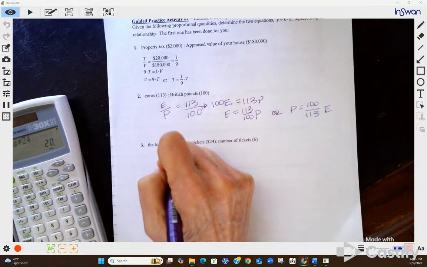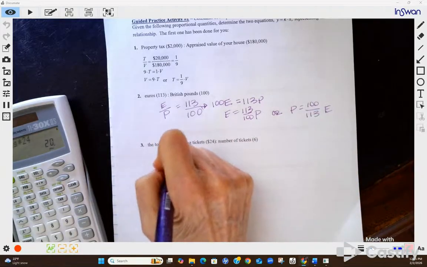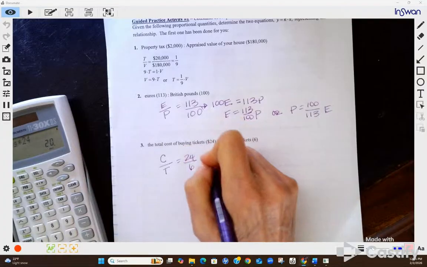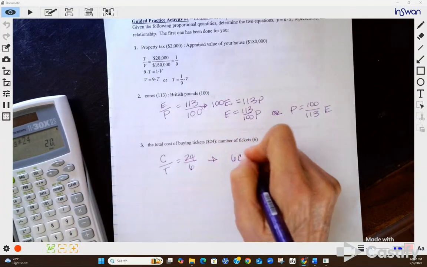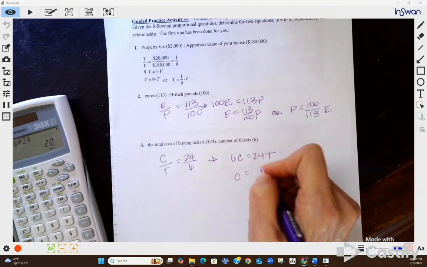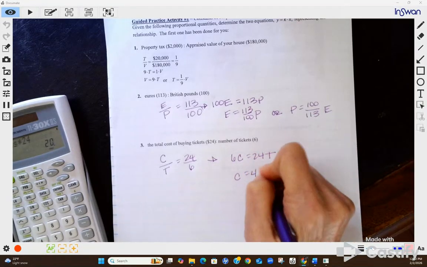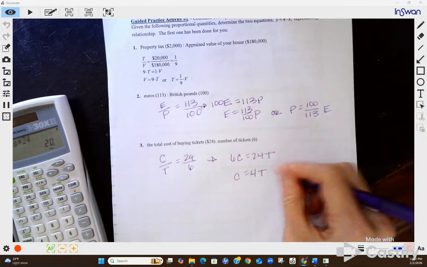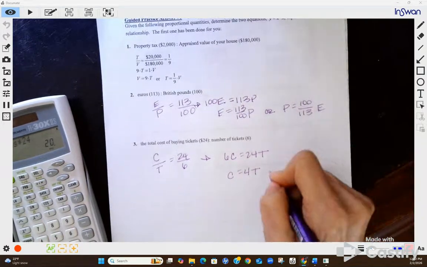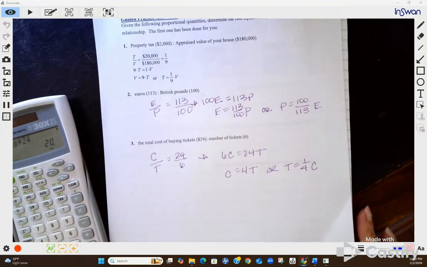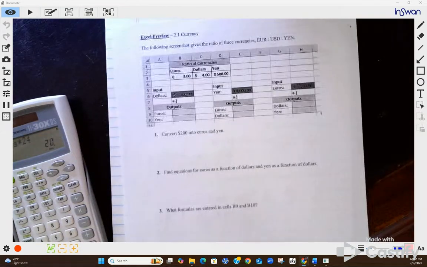So cost to the number of tickets is $24 to 6. If you cross multiply, you've got 6c equals 24t. So you can either do 24 divided by 6 is 4t as a constant of variation, or you can flip it around. I put an arrow there. Or t equals 1/4 of the cost. Again, so either order. And wrapping it up, we have a little bit of Excel.